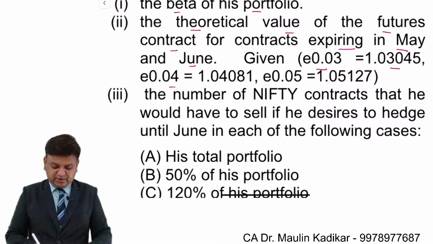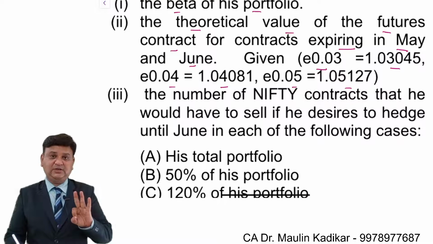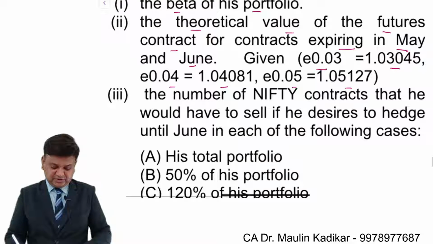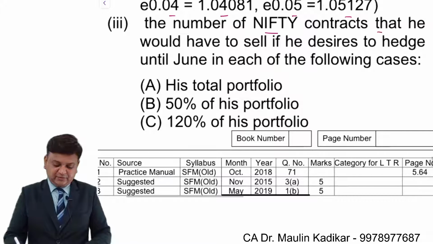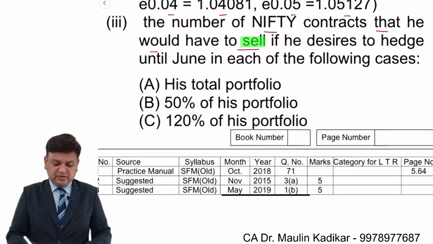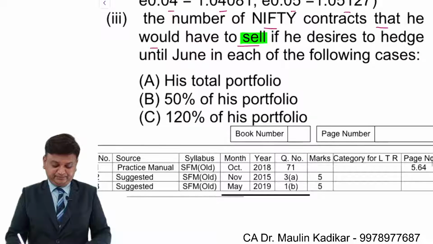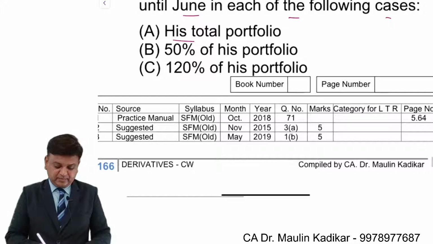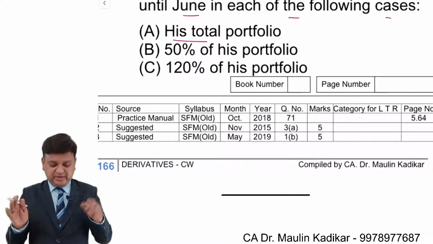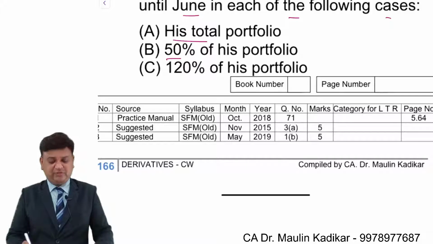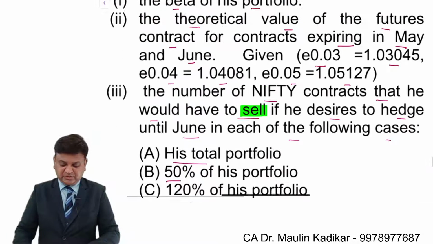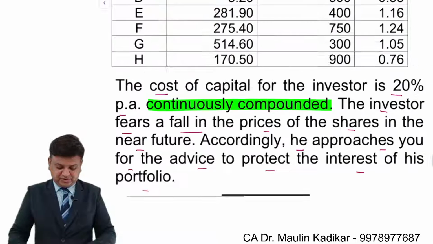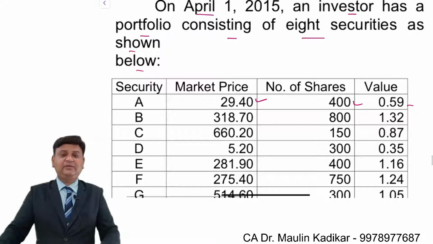e^x factors have been provided to us over here for 3%, for 4% and for 5%. Third, the number of contracts that he would have to sell. Very good that they have provided it ready-made, that you have to enter into the transaction for sale, if he desires to hedge until June in each of the following cases: his entire portfolio, half the portfolio, and 120% of the portfolio. That is the question. Everybody please go through the question.